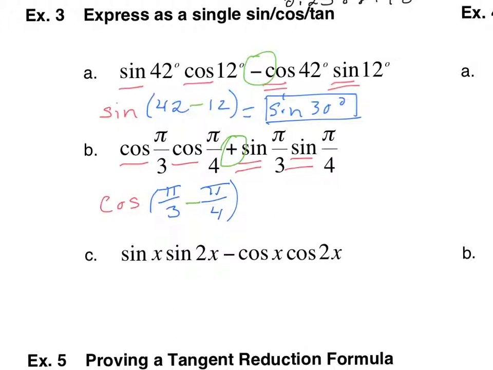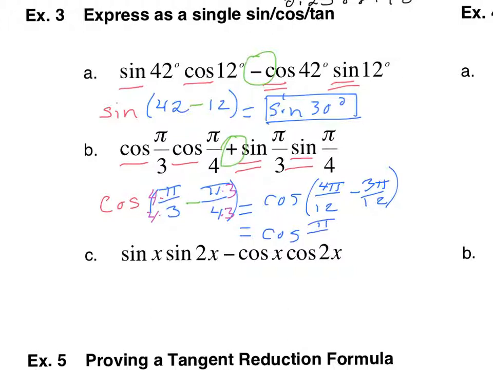The problem with this is we don't have like denominators. What is the like denominator between 3 and 4? 12. So I need to make them both into 12. So the first one gets multiplied by 4, top and bottom. And the second one gets multiplied by 3, top and bottom. And so we end up with cosine of 4 pi over 12 minus 3 pi over 12. What does that give you? Cosine of pi over 12.